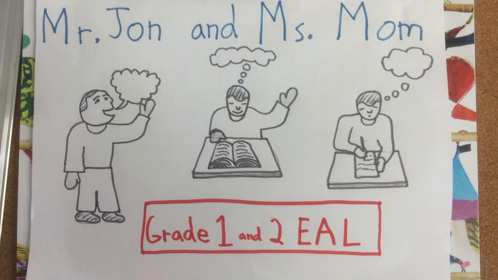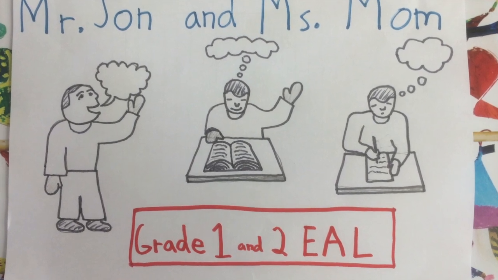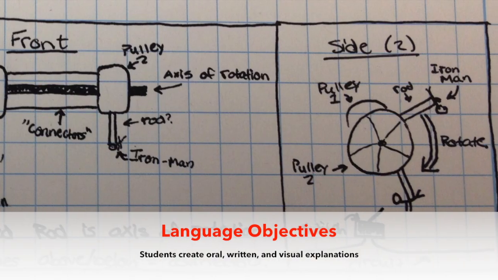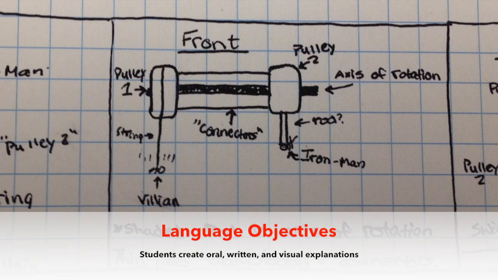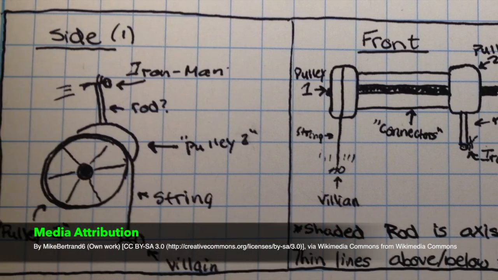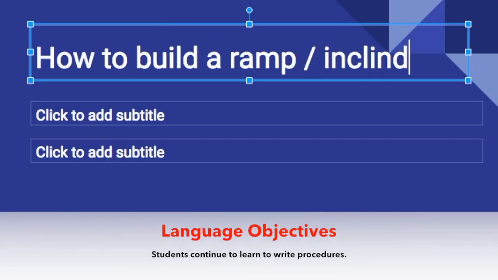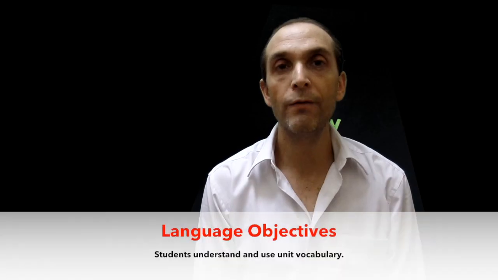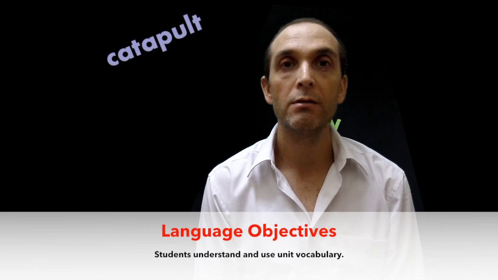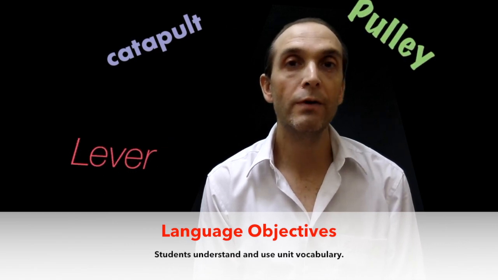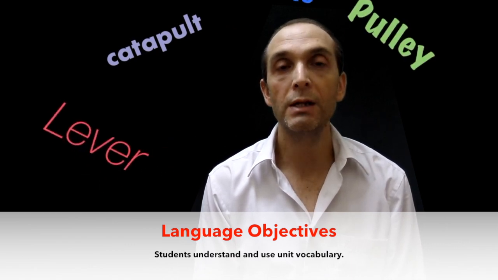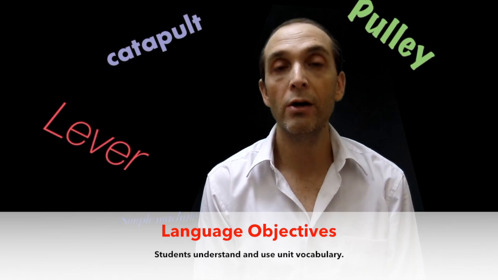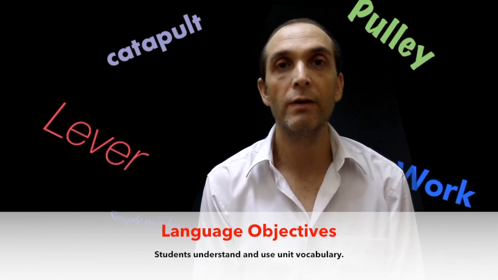I am an EAL teacher first, so let's talk about our language objectives. In this unit, students were going to learn and practice oral and written explanations. Students would learn how to read and write procedures. Students were going to become proficient with unit vocabulary. Due to my job, I really had to focus on these language objectives, but the achievement of the other goals would, I hoped, feed into this language development.